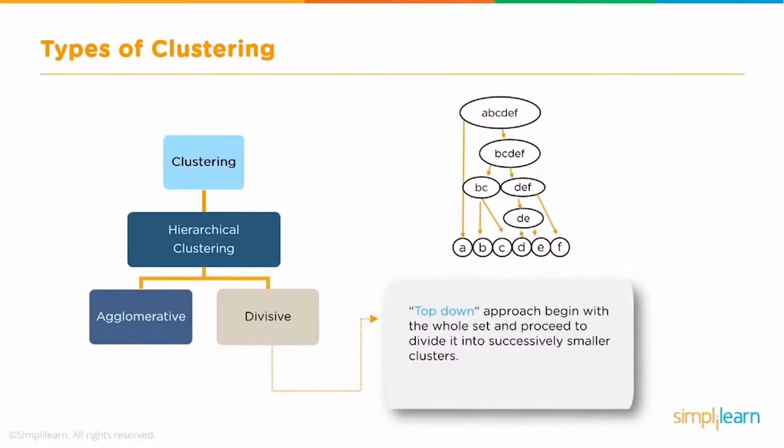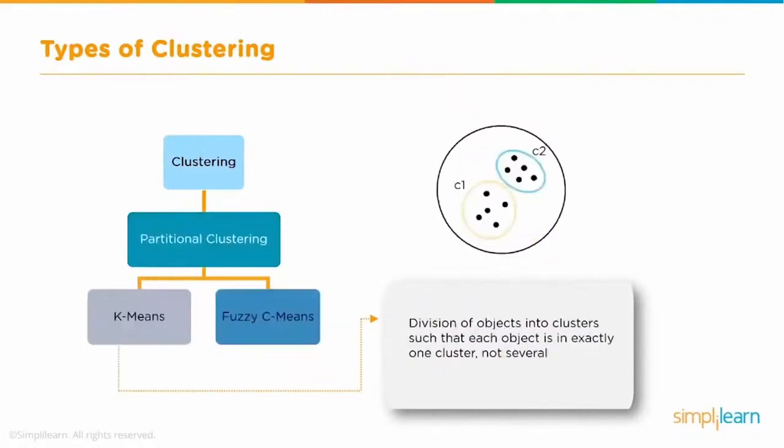We begin with the whole set and proceed to divide it into successively smaller clusters. So we have A, B, C, D, E, F. We first take that as a single cluster and then break it down into A, B, C, D, E, and F. Then we have partitional clustering split into two subtypes: k-means clustering and fuzzy c-means. In k-means clustering, the objects are divided into the number of clusters mentioned by the number k. That's where the k comes from. So if we say k is equal to 2, the objects are divided into two clusters, C1 and C2.